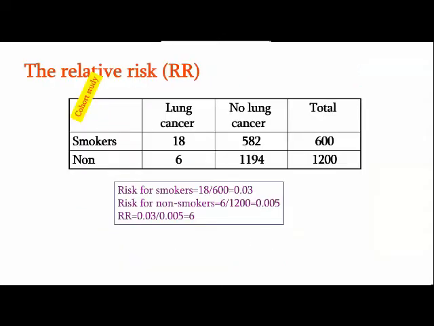So this is the relative risk calculation in the smokers and the disease outcome of lung cancer. Out of 1800 patients, we have seen that 600 patients are smokers, 200 patients are non-smokers, and the risk for smokers is 0.03, the risk for non-smokers is 0.005, and the relative risk comparing both is 6. It is more than 1, which is a high risk for smokers causing lung cancer.